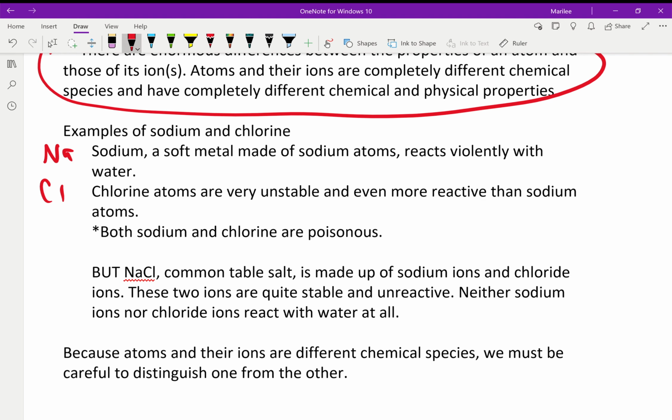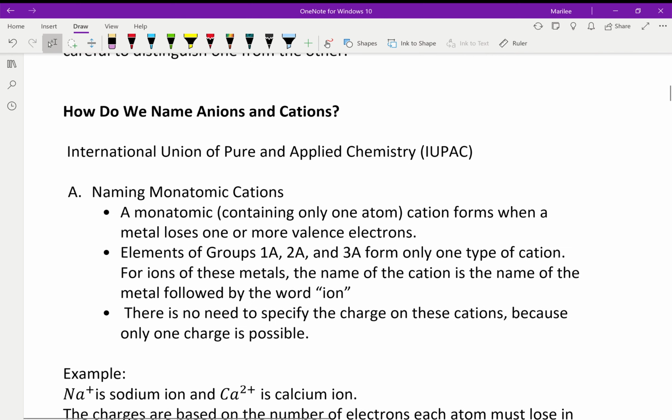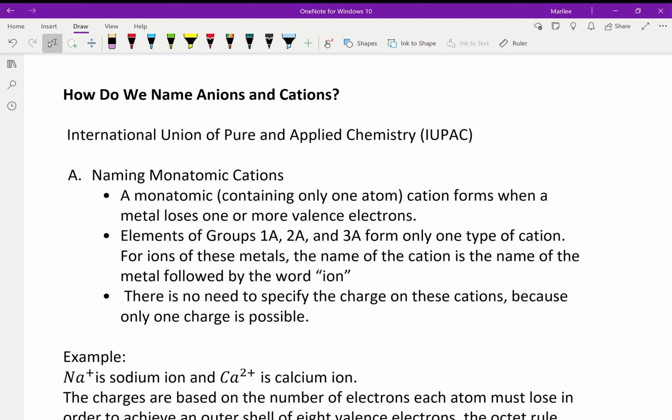Side note here, because atoms and their ions are very different chemical species, we must be careful to distinguish one from the other. Now I'm going to go over how we name anions and cations. So we use the International Union of Pure and Applied Chemistry, which is the IUPAC. It's called IUPAC.